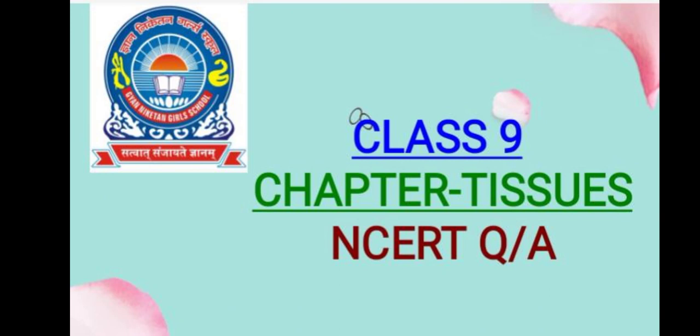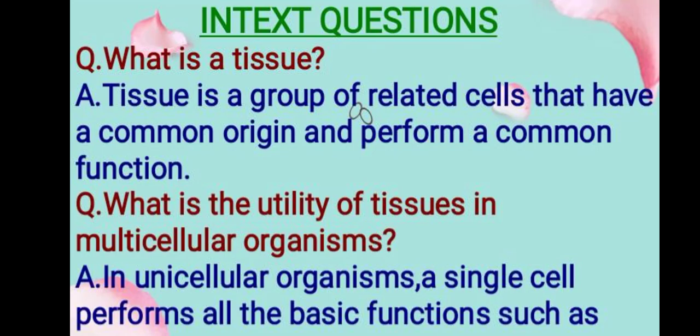This lesson is all about the text and in-text questions of the chapter Tissues. So let's begin with the in-text questions first. The very first question is, what is a tissue? We can have answer like this. Tissue is a group of related cells that have a common origin and perform a common function.